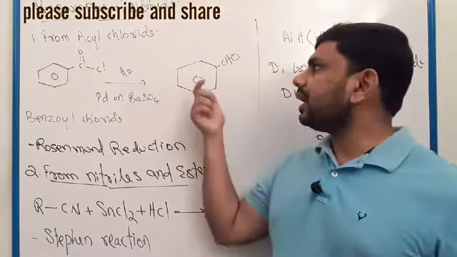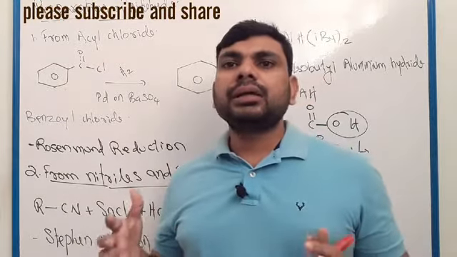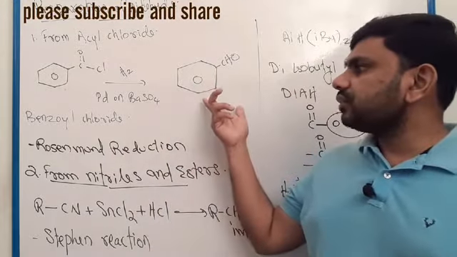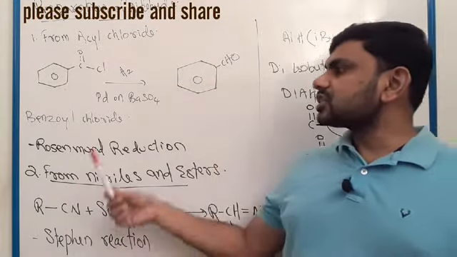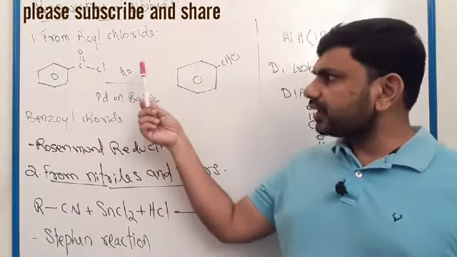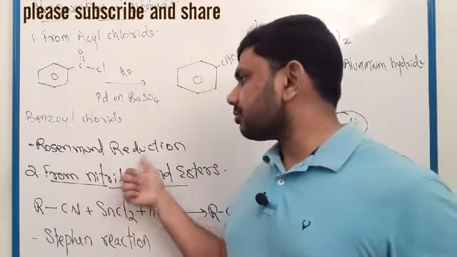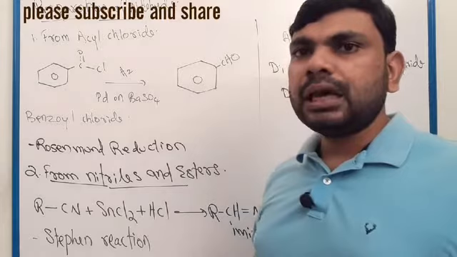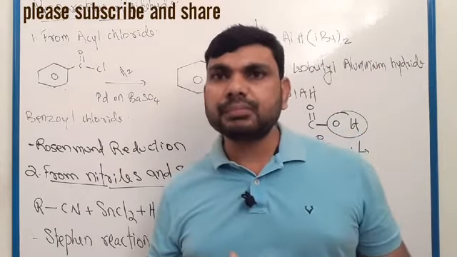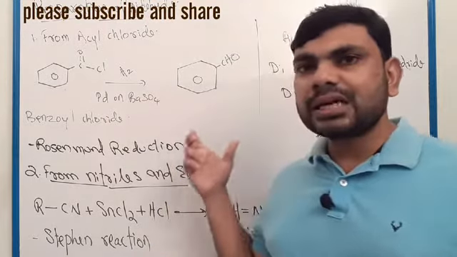We know benzaldehyde means benzene ring, on the top of benzene ring there will be aldehyde. Okay, such type of aldehyde we can produce. And this type of chemical reaction is called Rosenmund reduction. Rosenmund reduction means benzoyl chloride in presence of palladium and barium sulfate, after reduction it will change to benzaldehyde.